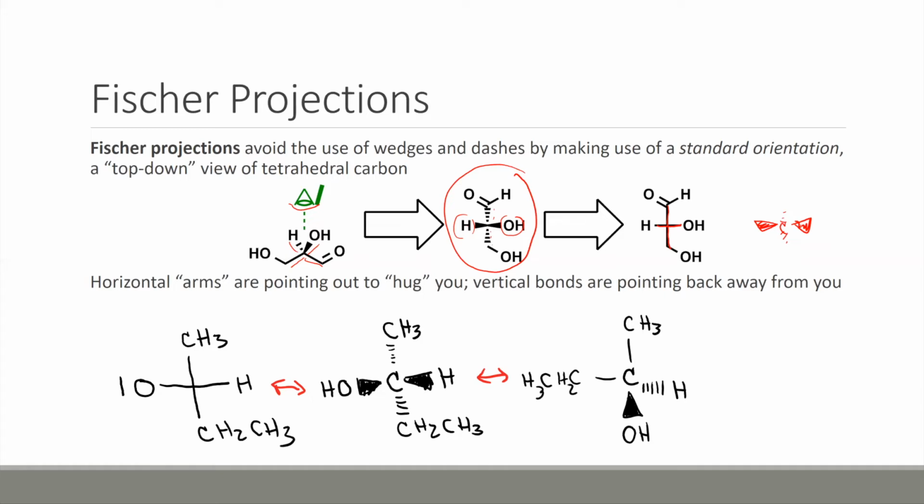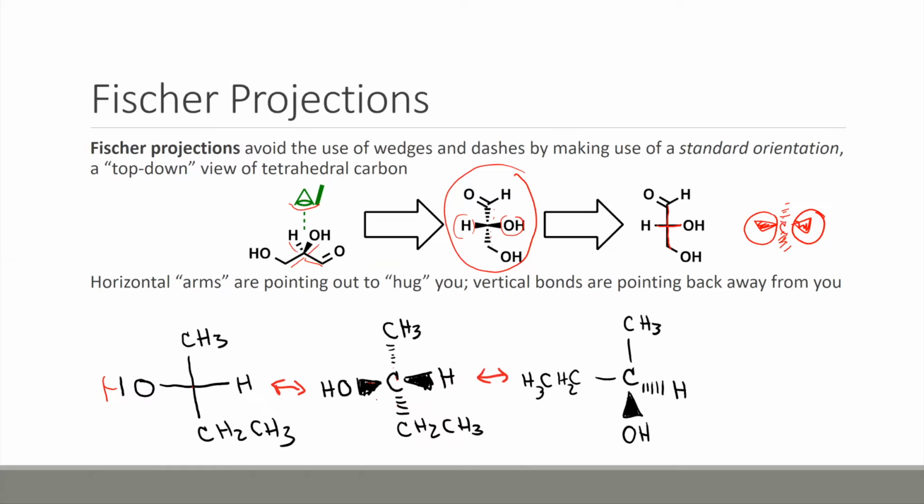Now, when you're using a Fischer projection, the horizontal arms, again, are always pointing out to hug you. So the horizontal are going to be converted into the wedges, and the vertical bonds are pointing away, so they would be converted back into dashes. So if I wanted to redraw this, I've actually shown an example. Left a bond off my hydrogen there. So here's a Fischer projection, and this could then be converted into this molecule, again with my wedges and my dashes shown here. Now, here's where it gets a little bit tricky.